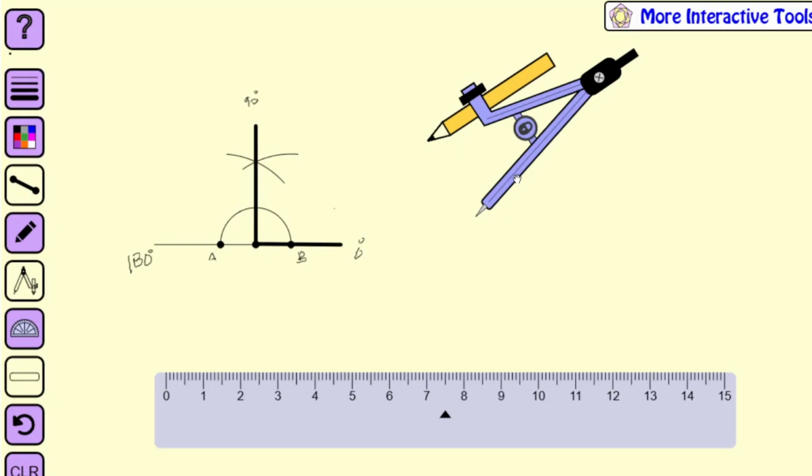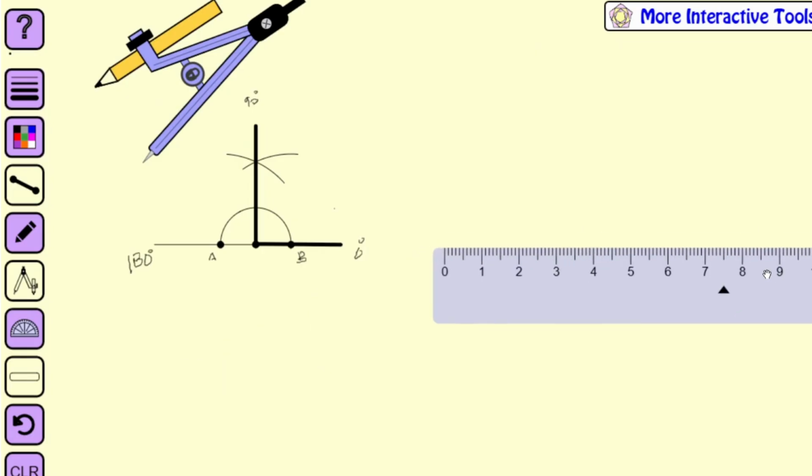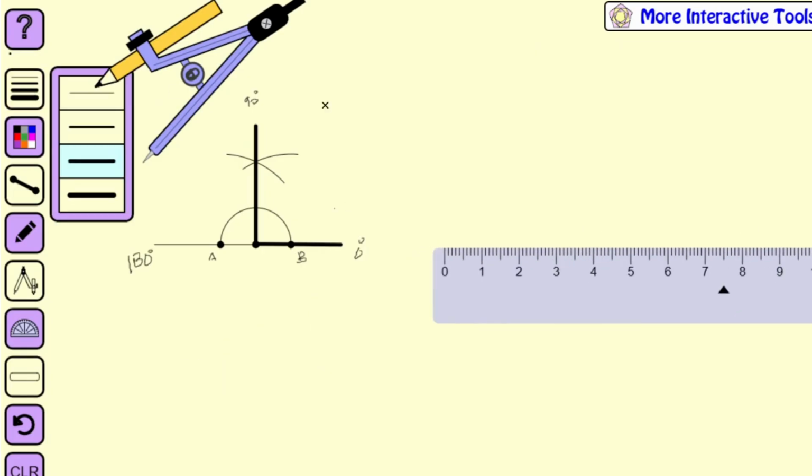Now we want to establish the midpoint of our 90-degree angle. Can you tell me what that figure is going to be? Giving you some time to think. What's half of 90? If you said 45 degrees, you're a genius and you are correct. All right, so let's go. We're going to construct our 45 degree.